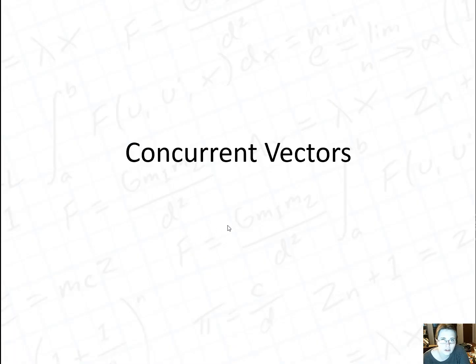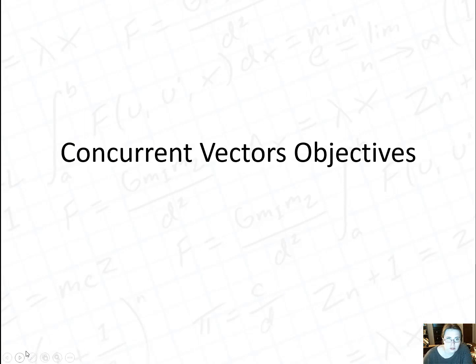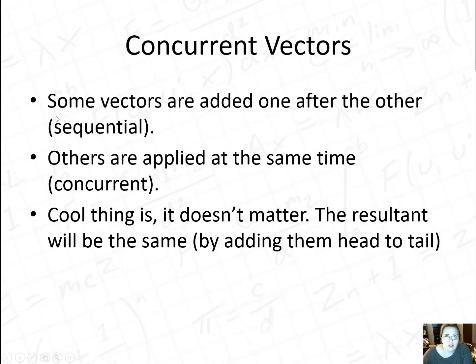All right, today we are talking about concurrent vectors, and we are going to be working toward solving vector problems when they occur at the same time. That's what concurrent means in this. Some vectors are added one right after the other, so sequentially, and others are applied at the same time, or concurrently, and it doesn't matter which one, the resultant is the same because you get it by adding them head to tail.